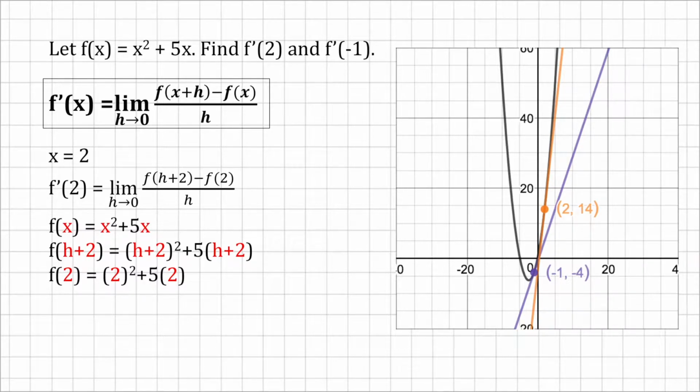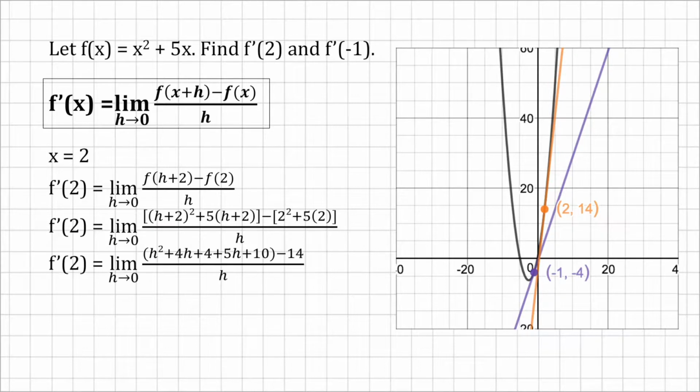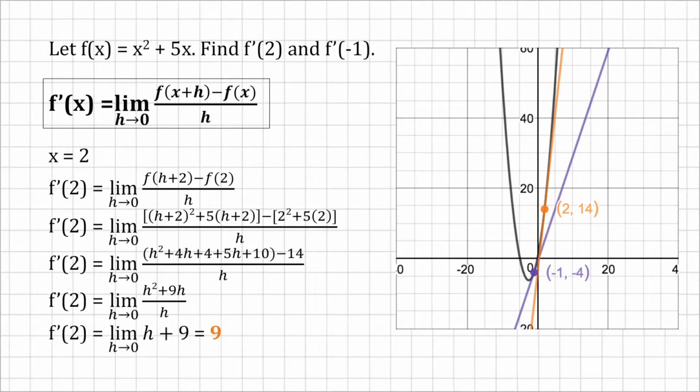Finally, after a series of simplifying, we end up with the limit of h plus 9 as h approaches 0. Then, by the substitution method of limits, we get a value of 9 for f prime 2. This means that the slope of this orange tangent line is 9. So this somehow is the general process of getting the derivative of a function with respect to x.